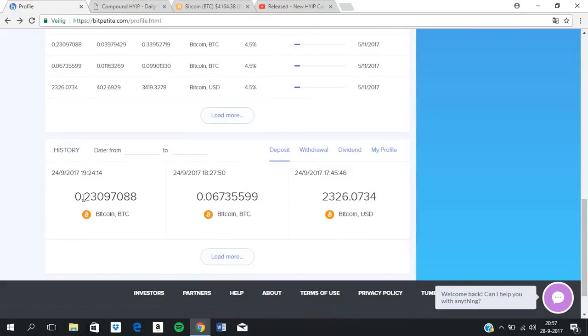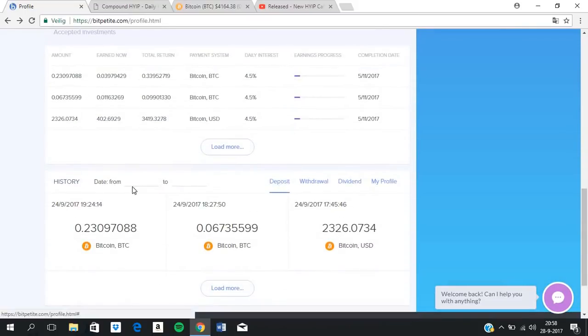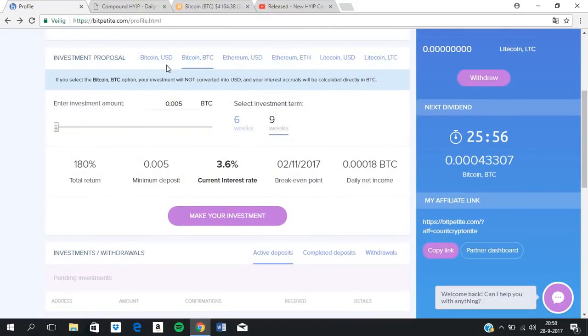Well, 1 time 0.23, no, sorry, this isn't the history, or load more. Maybe I can see more here. This is my deposit, but it won't load more. Oh, it's true. I've also deposited 0.06. They were different amounts which I've deposited. So I've deposited this in Bitcoins, but they've transferred it to US dollars. So it was this option.